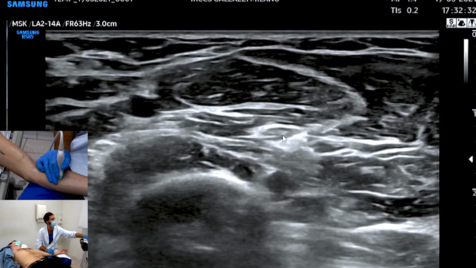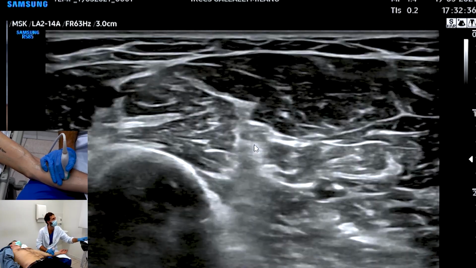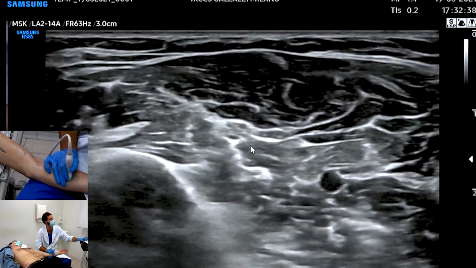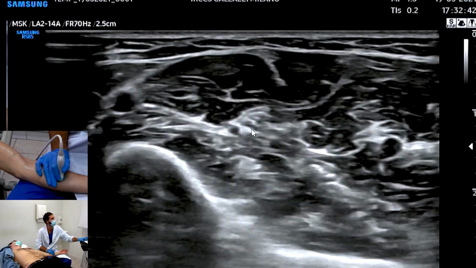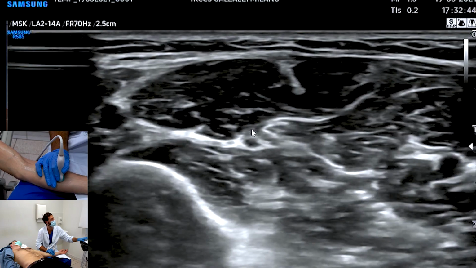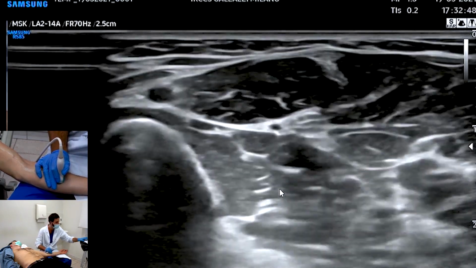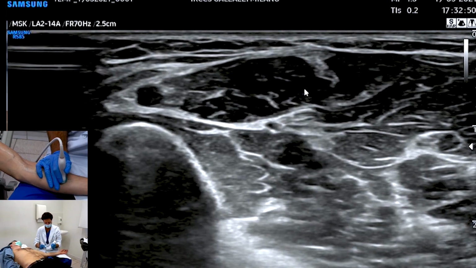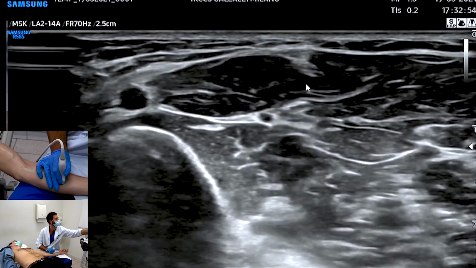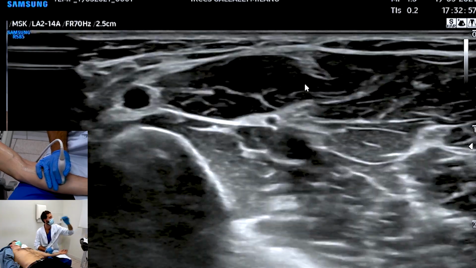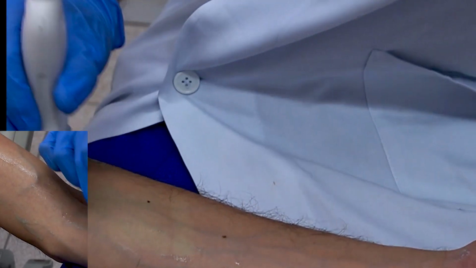Then, if we slide the probe further, you can see the median nerve in the center of the image, which is located in this fascial plane between the flexor digitorum profundus muscles, deeper, and the flexor digitorum superficialis muscles, more superficial. You can also note how the median nerve is surrounded by hyperechoic fat tissue.